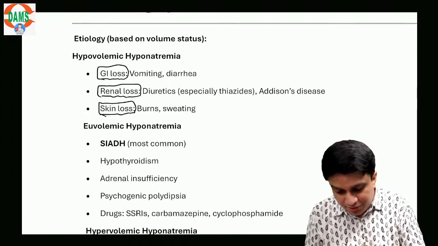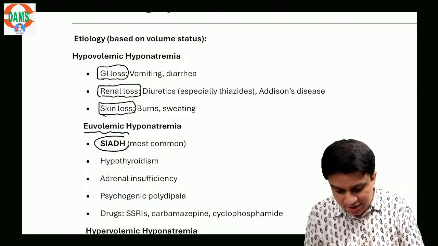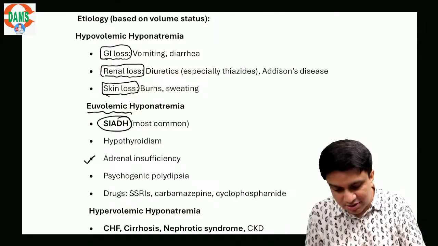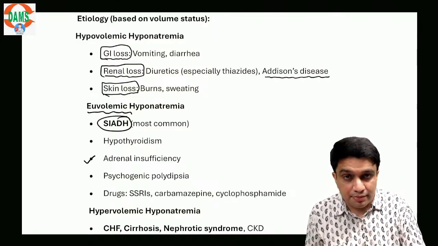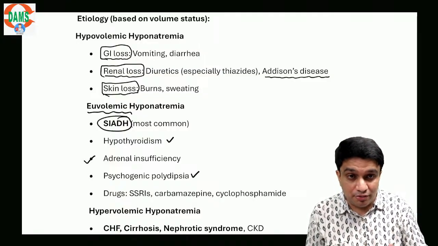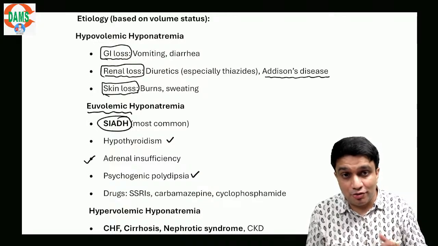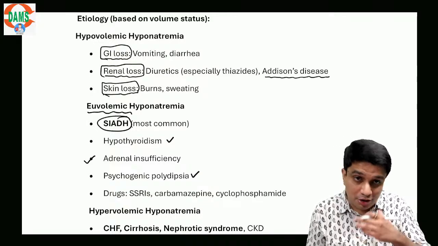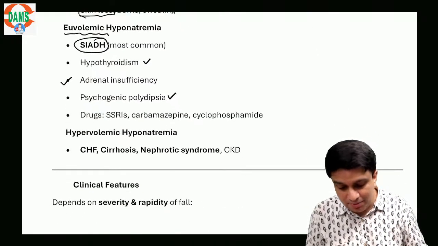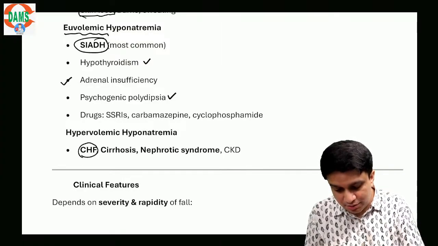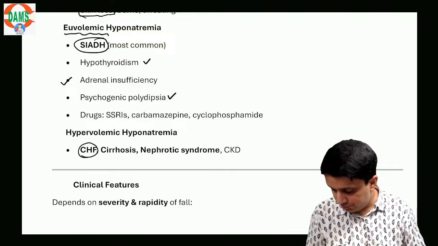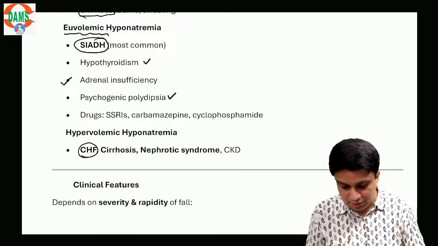The most common cause of euvolemic hyponatremia, we've discussed this in the class, is SIADH. Apart from this, to some extent adrenal insufficiency, but it is more often hypovolemic. Hypothyroidism also. And don't forget psychogenic polydipsia. When you drink more water, you retain more water, your sodium goes down, but the volume of your body doesn't increase, you don't have edema. Hypervolemic hyponatremia happens in CHF, cirrhosis, and nephrotic syndrome typically, and patients with CKD.